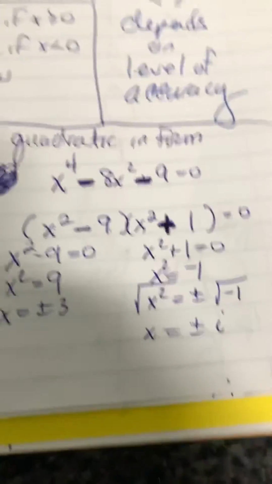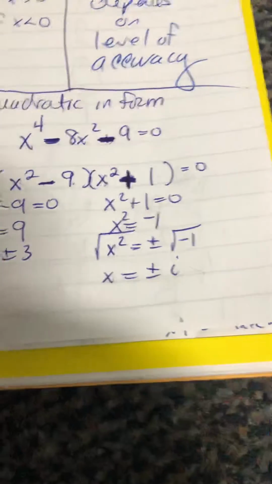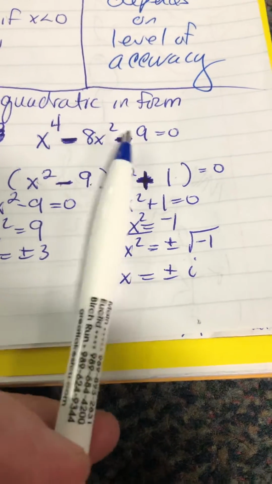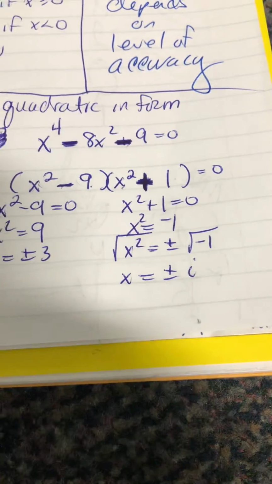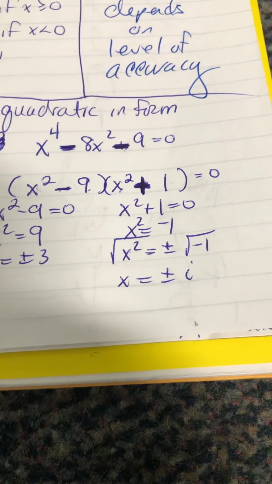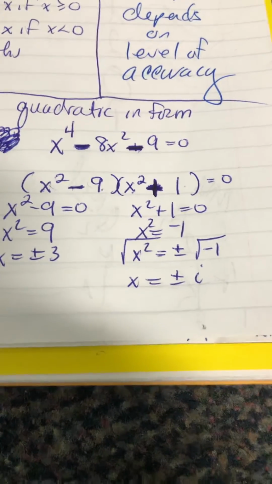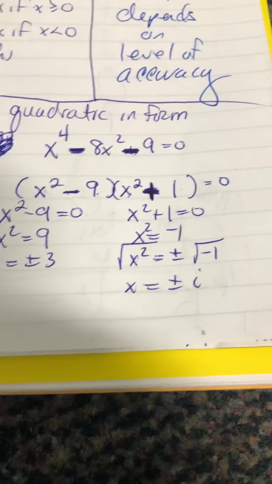Going to have to deal with a problem sometime where it's called a quadratic in form. What that means is that this exponent is twice this exponent. It's not actually a quadratic, but it behaves algebraically enough like it so that we can figure out what the solution is, as if it was a quadratic.